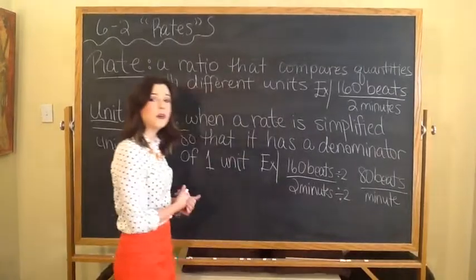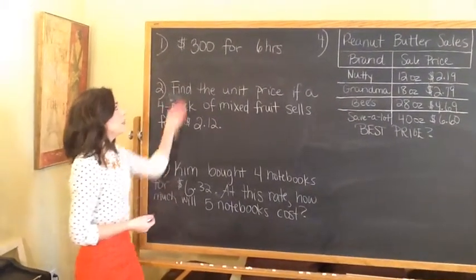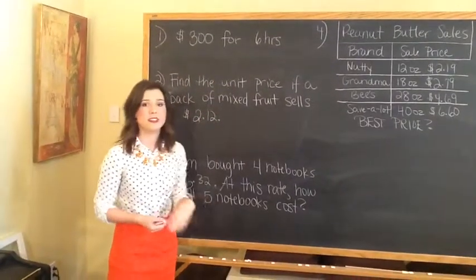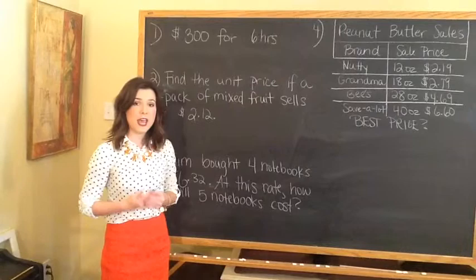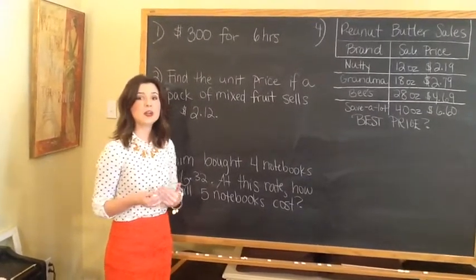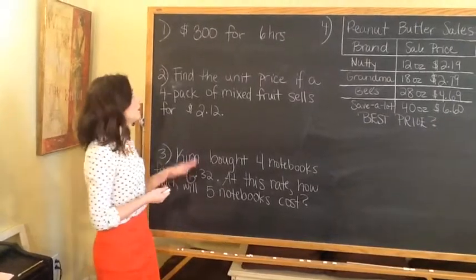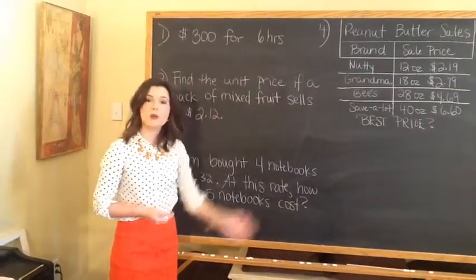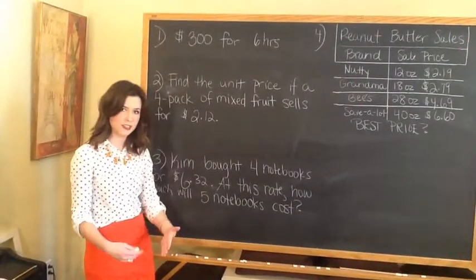Okay, let's go ahead and do some practice problems. Let's look at example number 1. For the first example, we have $300 for 6 hours. First of all, we're going to take that information and make a rate. Then we're going to simplify it so that we have a unit rate. We don't want to know how much we made for 6 hours, we want to know how much we made per hour. So for each hour, how much money did you make?